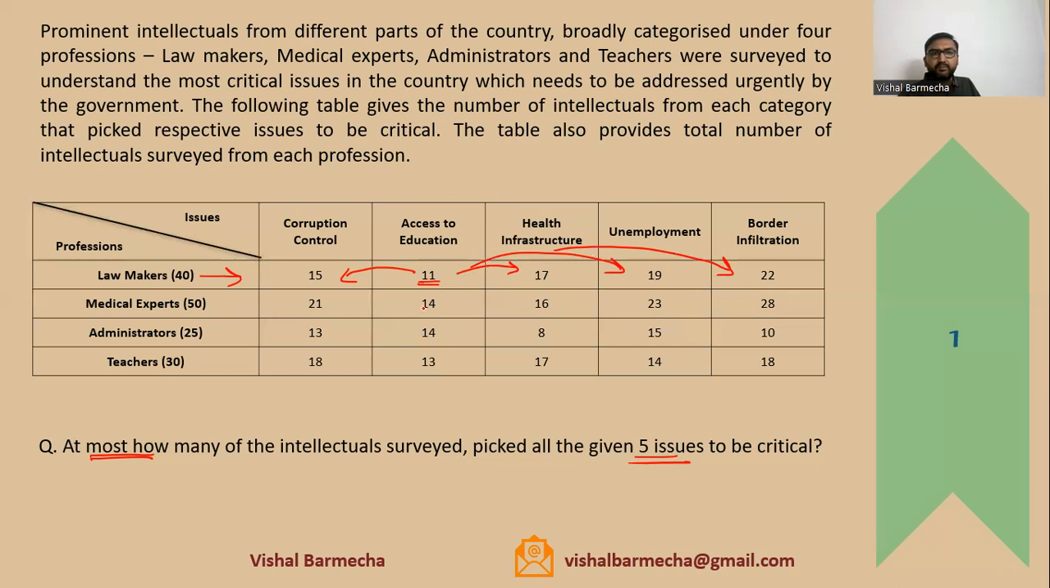Medical experts में we'll pick 14. That is the lowest number. Administrators में 8 is the lowest number. And teachers में the lowest number will be 13. Right? Now let's add up. So 11 plus 14, 25 plus 8, 33. And plus 13 will give us 46. So the answer to this question is 46, right? So first question, fairly simple. I hope all of you have understood the set.